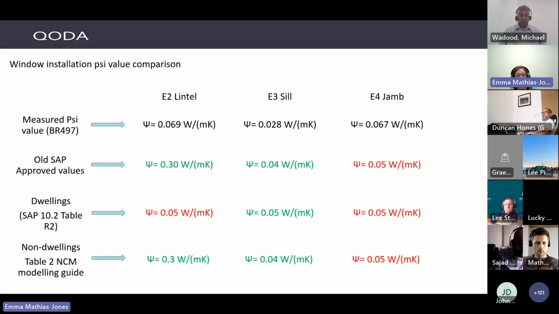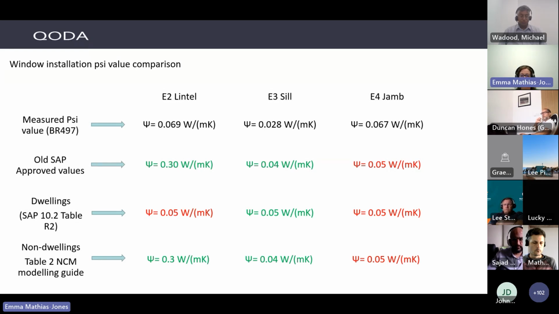So yeah, this is just a rough summary. So at the top, we've got our measured psi values according to BR 497. These are just some windows that I've chosen. Looking at those against our approved old SAP approved details, your lintels are doing fine, your sills are doing fine, your jambs are a little bit worse.